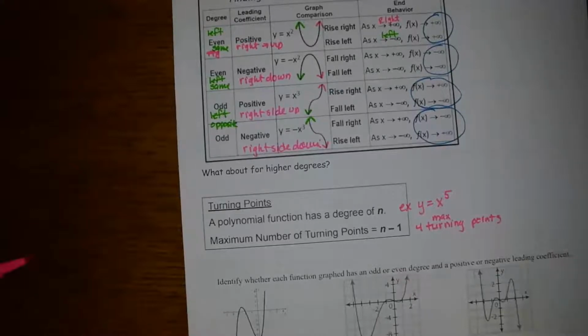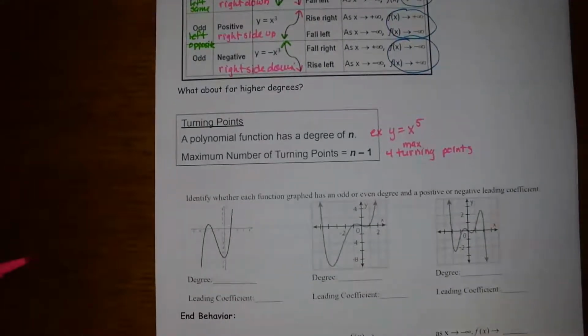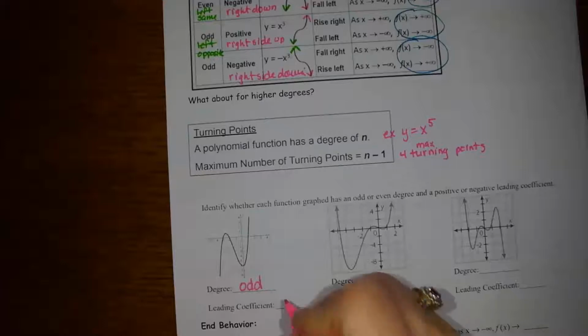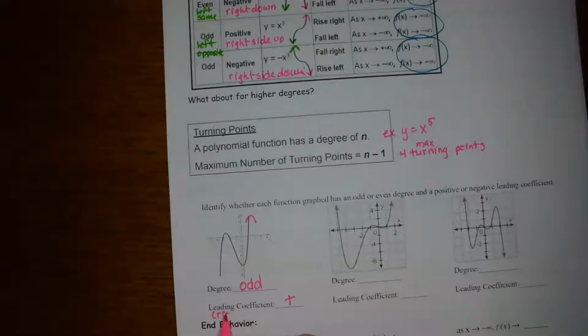So identify whether each function has an odd or even degree and a positive or negative leading coefficient. Well, the ends are going opposite directions, so what does that tell you about the degree? It is odd. The right side goes up, so the leading coefficient is what? Positive. Put in there, right side up. Really, really important that you know this.